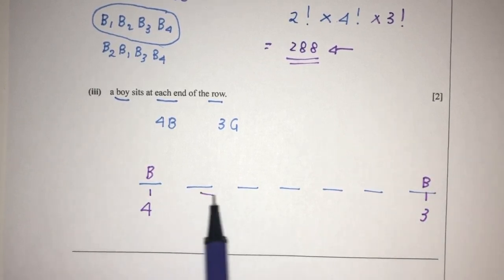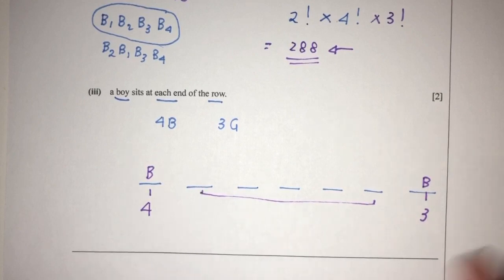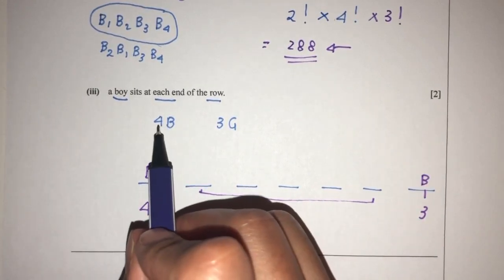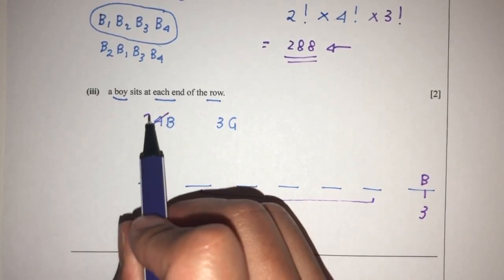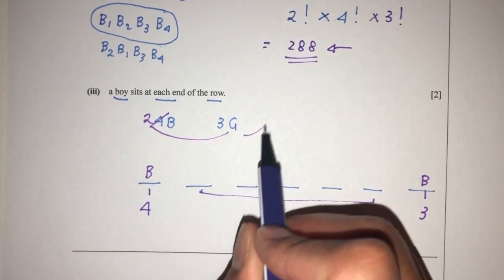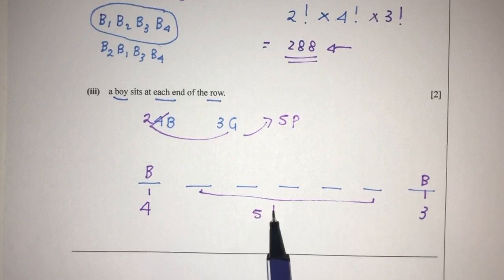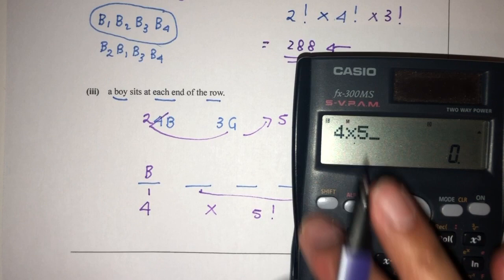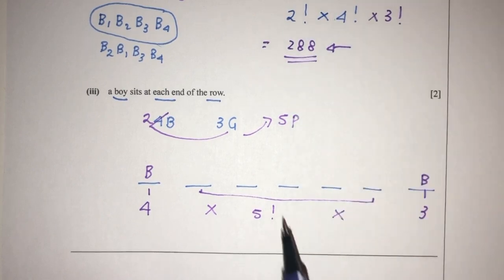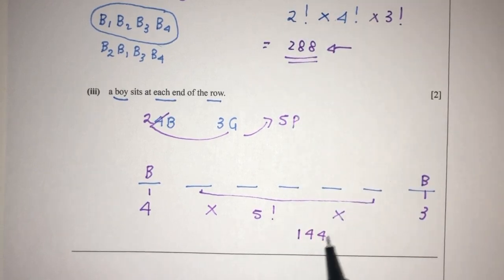And now for everything in between, there's no special condition. We will have 4 minus 2, we have 2 remaining boys. In total, we will have 5 people to sit in these 5 places. That will be 5 factorial. Okay, that will be 4 times 5 factorial times 3. That should be 1440 as your answer for part 3.